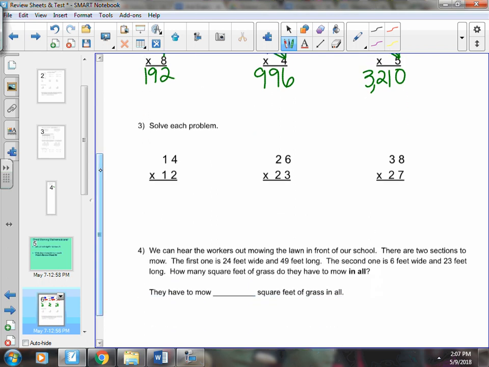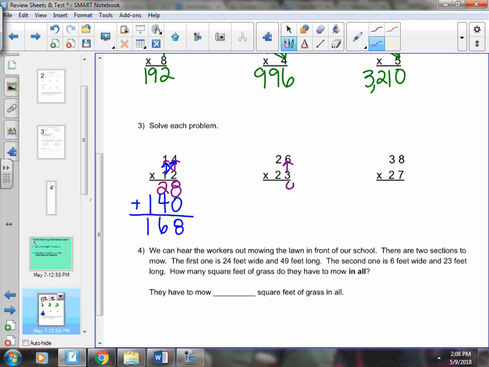Number 3. 2 times 4 is 8. 2 times 1 is 2. Now multiply with that 1 that's on the bottom, but it's in the tens place, so we need to put a 0 here, and that'll bump everything to the correct place for us. 1 times 4 is 4. 1 times 1 is 1. For our final product.